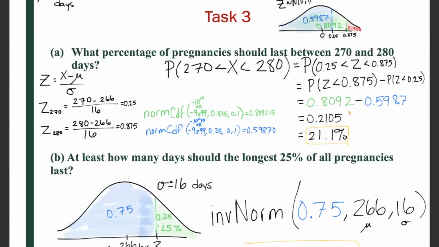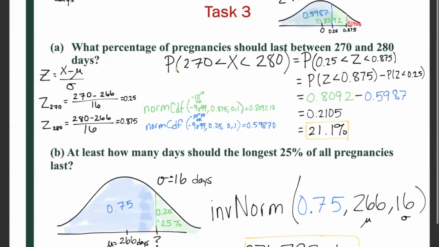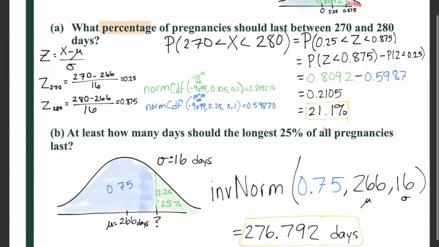0.59870. And so once you take that difference, you'll get 0.2105. That's the area under the curve here. And that's what we're interested in, the probability that x falls between these two values, or z falls between these two values. That's this region here. So the area under the curve is 0.2105. Or you can think of it as a percent. So multiply it by 100, move that decimal place over 2, and then you get 21.1%. So it's asking for the percentage of pregnancy. So the final answer should be in a percentage.